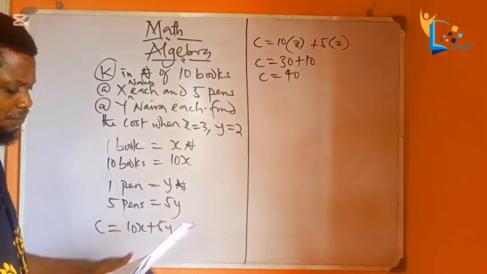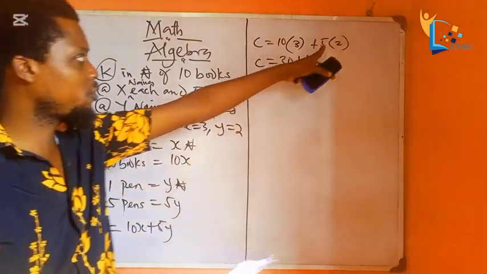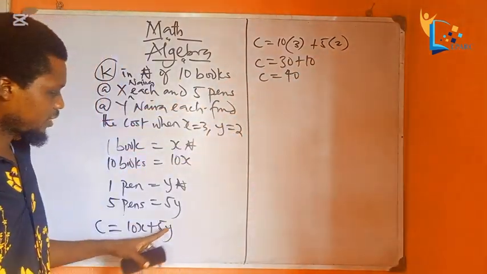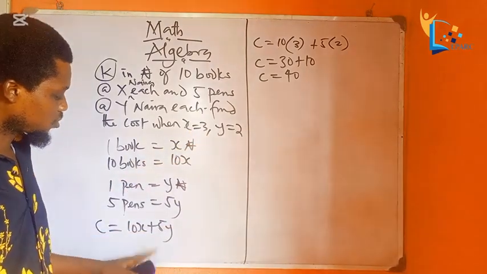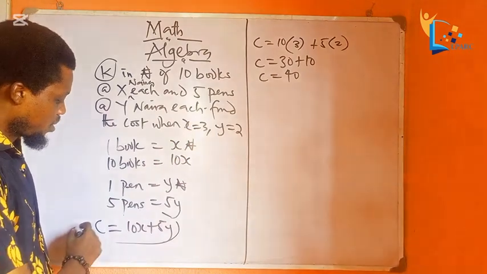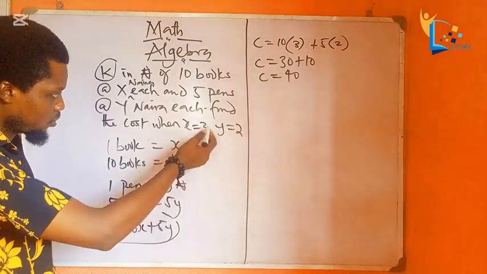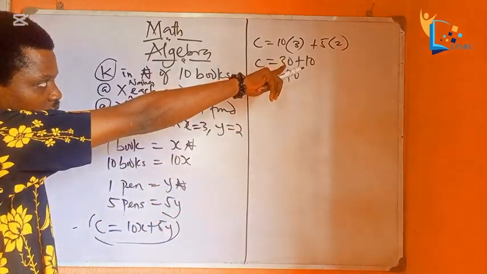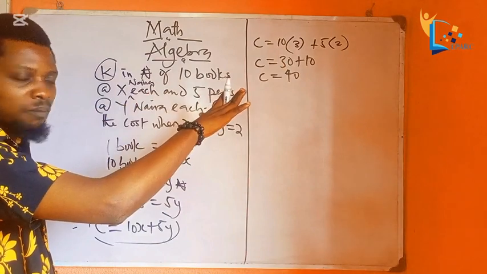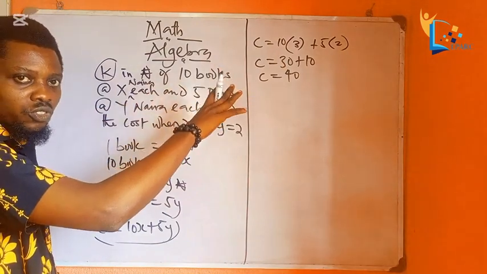If you check here, we're given that x is equal to 3, y is equal to 2. So when we got to this cost function, we substituted 3 for x, then 2 for y to give us that result. That's a simple explanation of substitution.